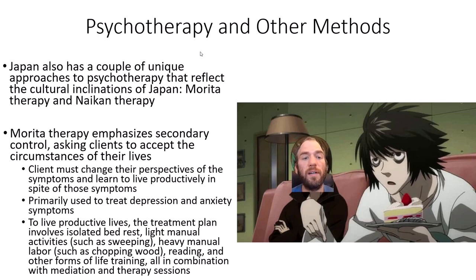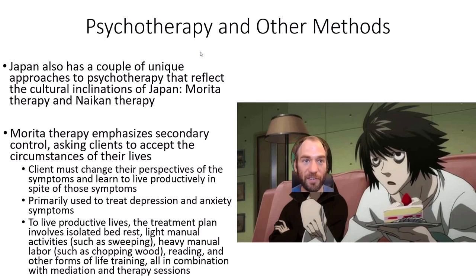Morita therapy and Naikan therapy. Morita therapy emphasizes secondary control, asking clients to accept the circumstances of their lives. Clients must change their perspective of the symptoms and learn to live productively in spite of those symptoms. Primarily used to treat depression and anxiety symptoms. To live productive lives, the treatment plan involves isolated bed rest, light manual activities, heavy manual labor, reading, and other forms of life training, all in combination with meditation and therapy sessions.